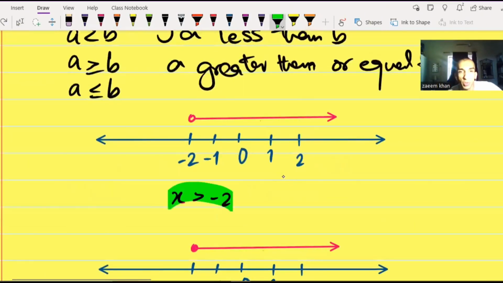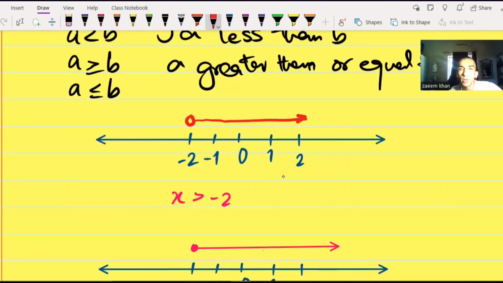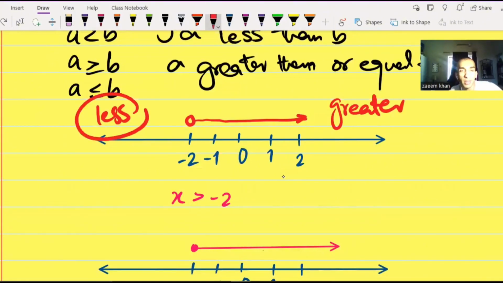If I were to ask you to show x is greater than -2, what you're going to do is draw a hollow dot on top of -2, right? I'll do this again for you. A hollow dot on top of -2, and since you need values greater than -2, the values on the right side of the x-axis are greater, and on the left side they're less, right? So since the question wants us to take values of x which are greater than -2, we're going to draw an arrow towards the right. Does that make sense?